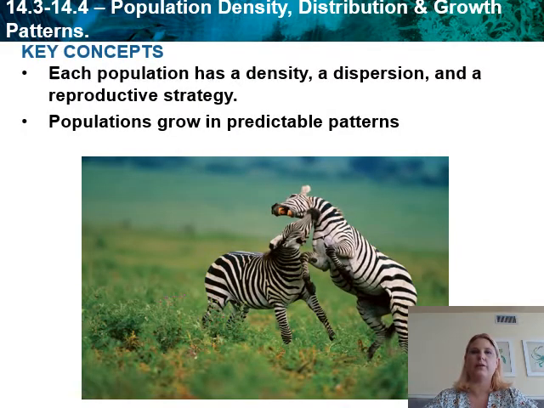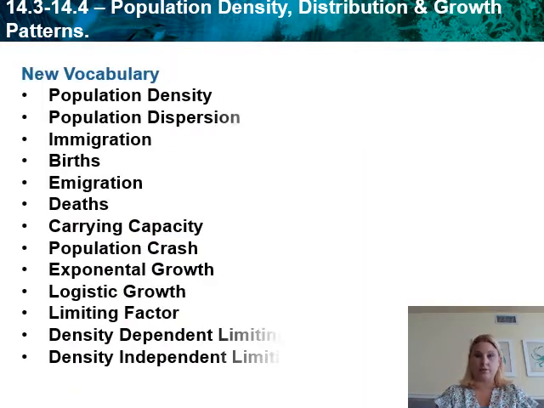All right, guys, so here we are in our next section. This is 14.3 through 14.4, population density, distribution, and growth pattern. So our key concepts, we've got each population has a density, a dispersion, and a reproductive strategy. And then populations grow in predictable patterns.